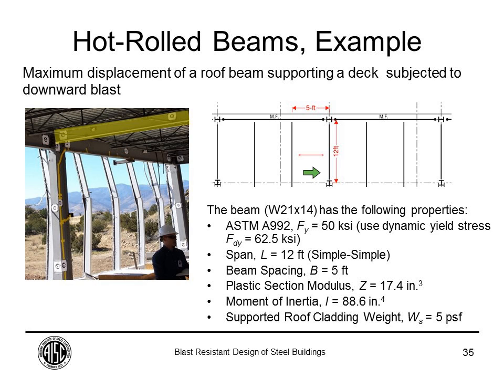So we have a span of 12 feet. This deck, again, spans side to side between these members at a spacing of 5 feet. The beam is W21 by 14, grade 50. We have the span, we have the spacing, and then these are the geometric properties of the beam. And for this example, we're assuming that the roof cladding has a weight of 5 psf. So we know all that.